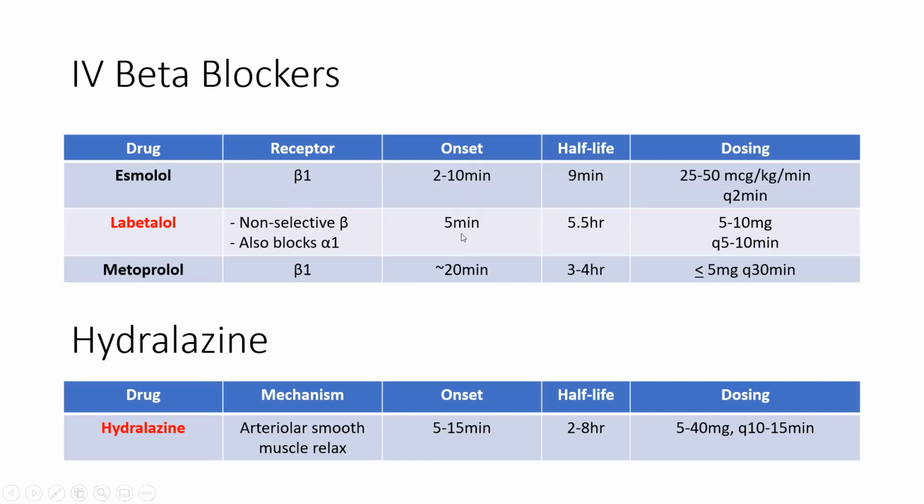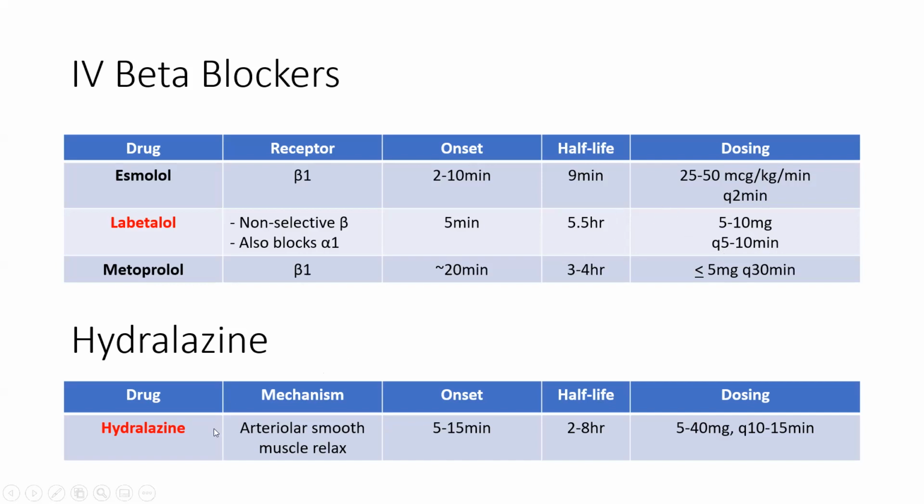So labetalol is pretty fast onset. It can take about 5 minutes for you to see a clear effect from it. And it lasts a pretty long time. It has a half-life of 5.5 hours, so it can continue to have effects for several hours afterwards. And dosing, you're doing 5 to 10 milligrams, and you can do that as frequently as every 5 to 10 minutes.